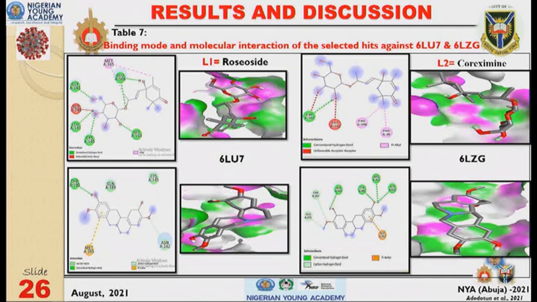Now, this is the binding mode and molecular interaction of selected hits against 6LU7 and 6LZJ. So we have important amino acids like cysteine 115 and the likes, as well as the interactions with the second amino acid.